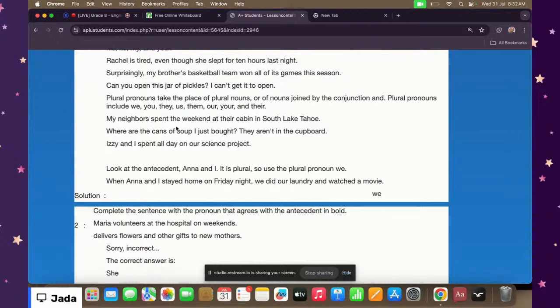Where are the cans of soup I just bought? They aren't in the cupboard. So like I said, they need to agree. There should be a connection. If they're not agreeing, you know that there's something wrong with your sentence.